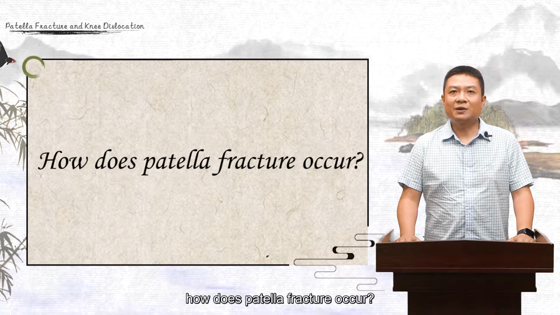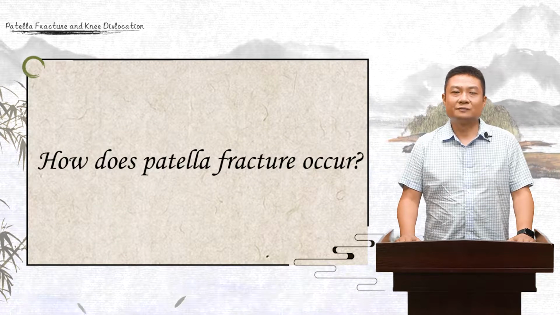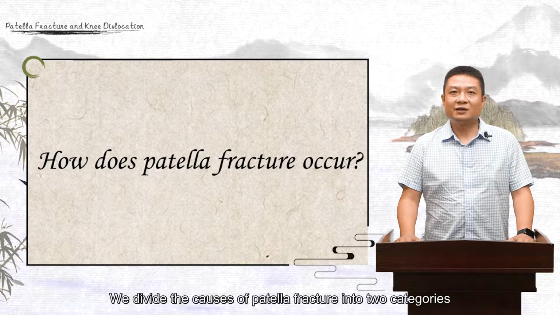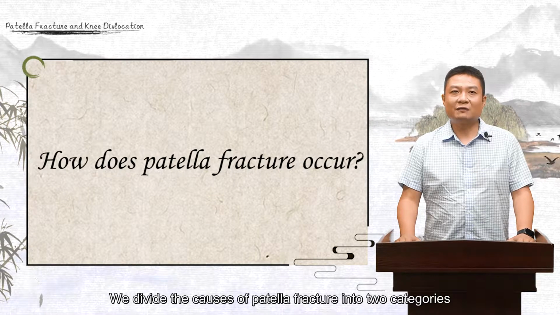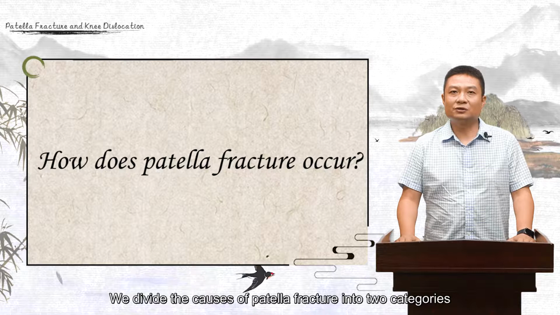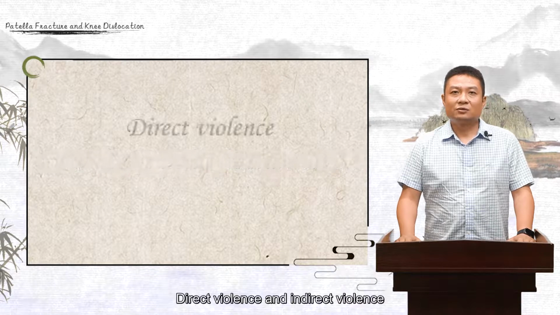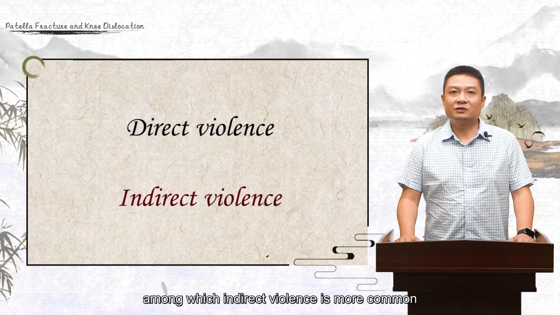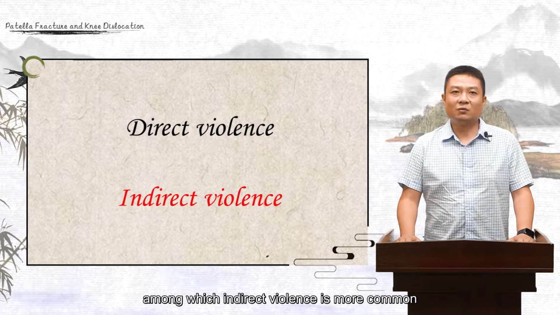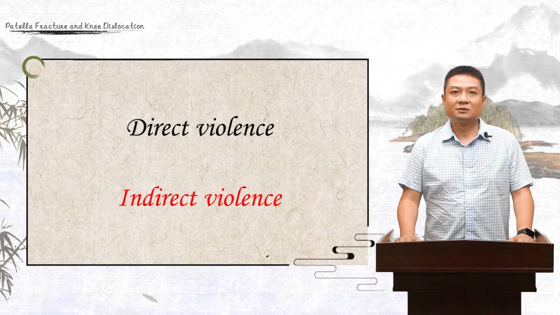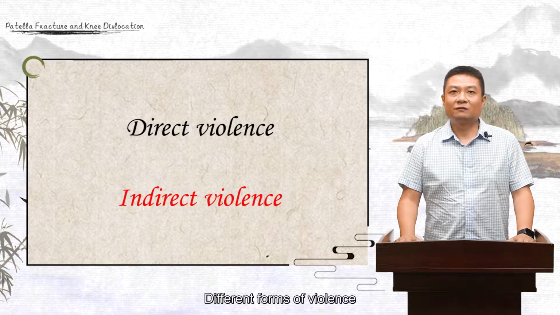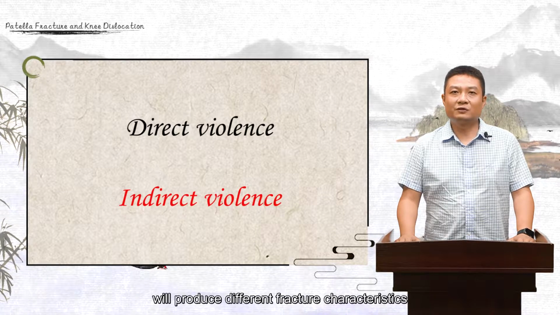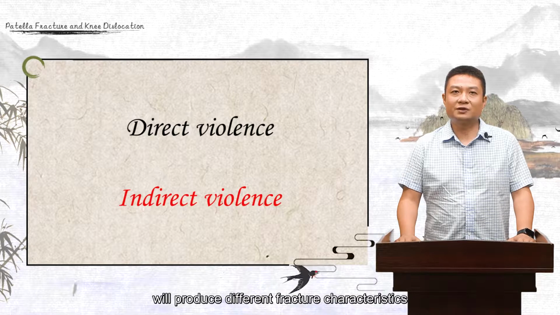So, how does patellar fracture occur? We divide the causes of patellar fracture into two categories: direct violence and indirect violence, among which indirect violence is more common. Different forms of violence will produce different fracture characteristics.